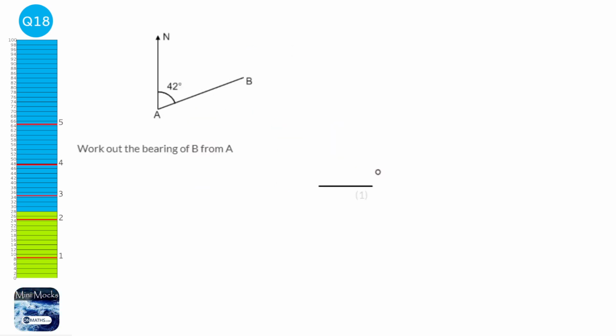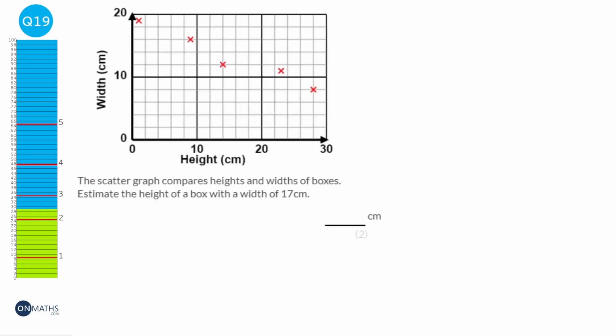Bearings are always from north and go clockwise. So let's have a look at where the north line is. Well, the north line is here. To find the bearing of B from A, that means we're at A and we're looking at the angle of B, so we're going to go clockwise. You can see on the diagram it's already labelled as 42 degrees. But the third rule of bearings is they must be 3 digits. So instead of 42, it's going to be 0, 4, 2.